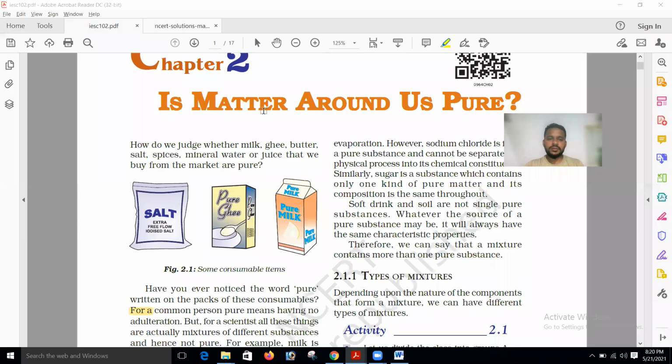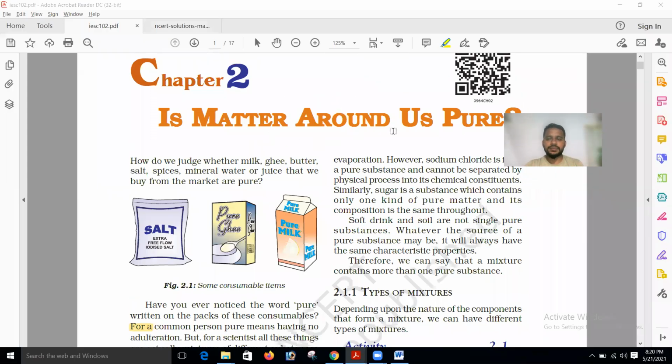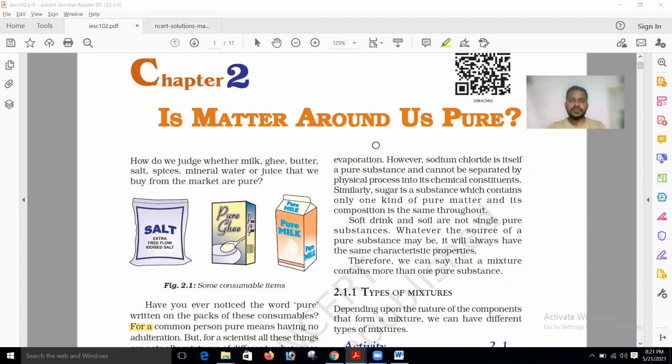Similarly, we will study what is solvent, what is solute, and some other things also in this chapter. So let's go straight to the chapter and see what things we have to discuss in this lecture. Okay, so this is our second chapter, which is Is Matter Around Us Pure? Let's see what things we have to study in this chapter.